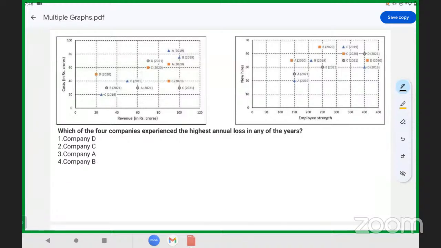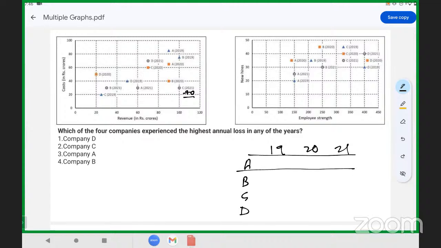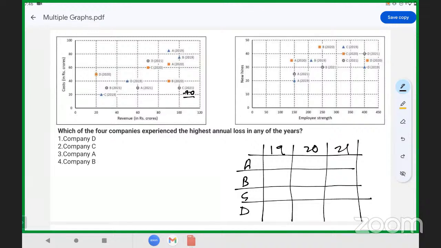Let us start with C. Okay, the points which we have in front of us. So this will have 70 crore as profit. So I will write it down: 19, 20, 21, A, B, C, D. Okay. So for C, the profit in 2021 is plus 70, which means they are profitable. Now C in 2020 is here. So 70 crores in revenue and 60 crores in cost, so they are still profitable, plus 10.